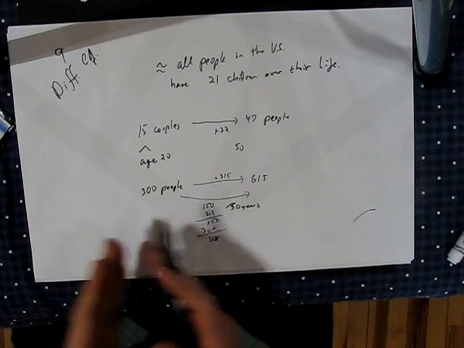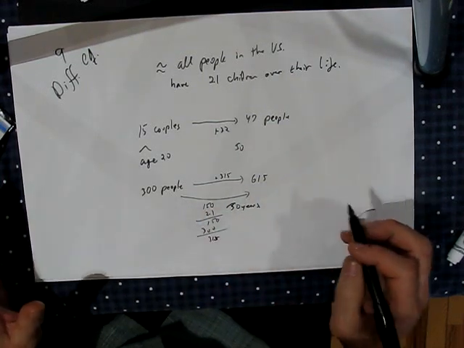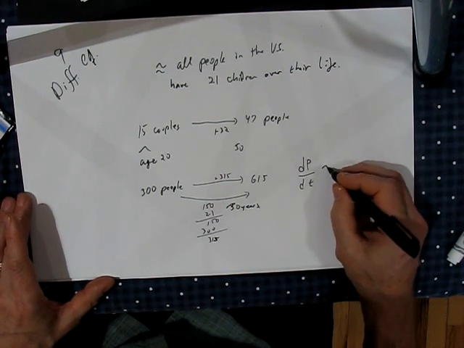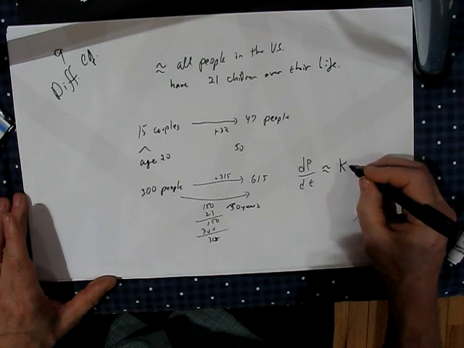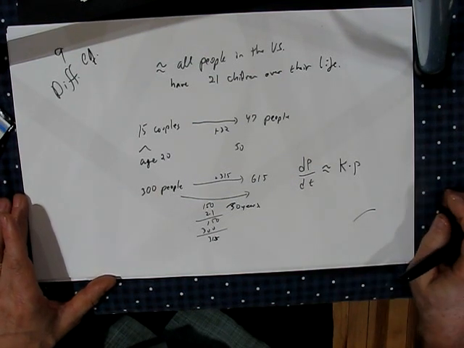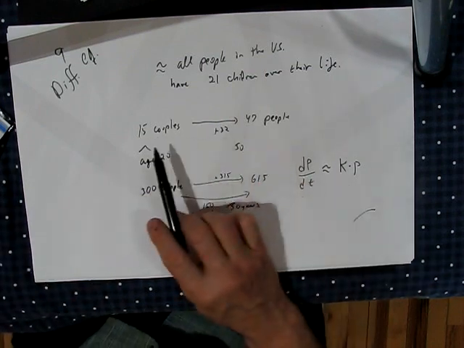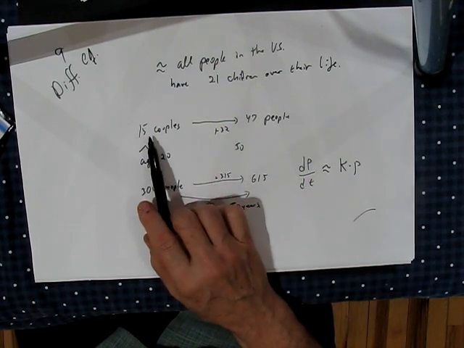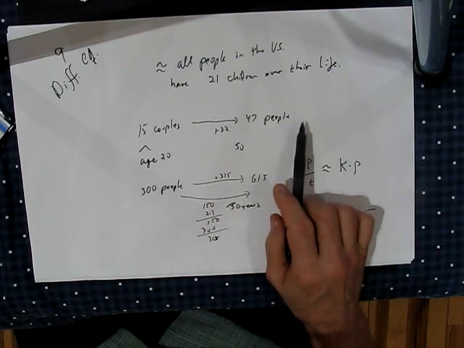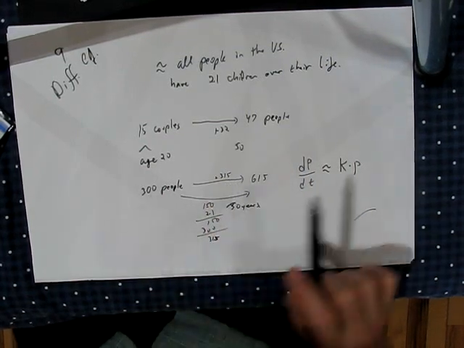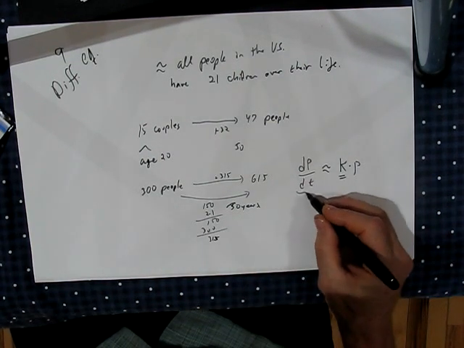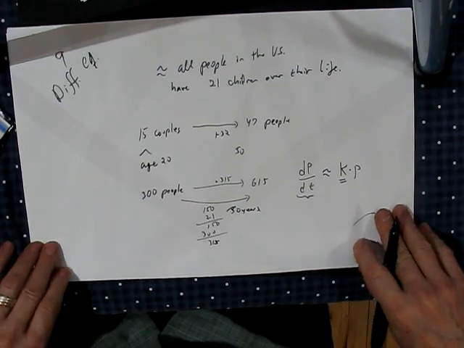So what's happening is there's a period of time in which the change in the population over a period of time is approximately some constant multiple times the existing population. So the constant multiple that was multiplied times the existing population here was a multiple that allowed 32 people to be born from 15 couples, or 315 people to be born from 300 people. This number is a consequence of 2.1 over some given time period. So let's just write down that differential equation.